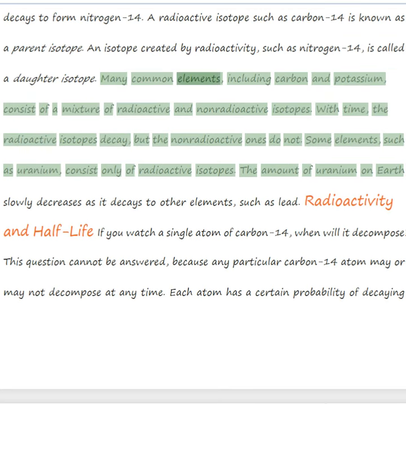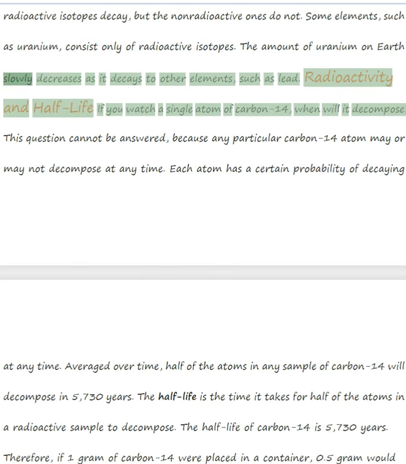Many common elements, including carbon and potassium, consist of a mixture of radioactive and non-radioactive isotopes. With time, the radioactive isotopes decay, but the non-radioactive ones do not. Some elements, such as uranium, consist only of radioactive isotopes. The amount of uranium on Earth slowly decreases as it decays to other elements, such as lead.